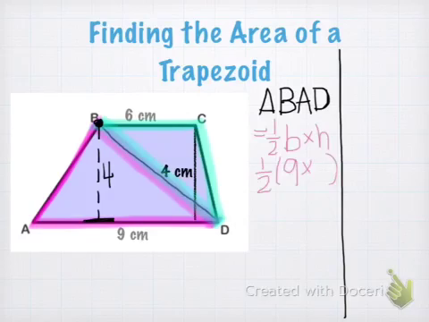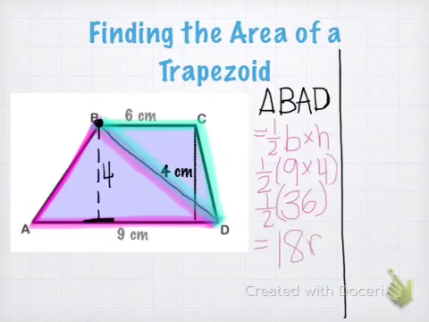And I'm sorry, that wasn't 3. It's actually 4. The height is 4, not 3. So 9 times 4 is 36. I'm going to bring down my half, and I'm going to take half of 36, which ends up giving me 18. So the area of this triangle, in centimeters squared, is 18.